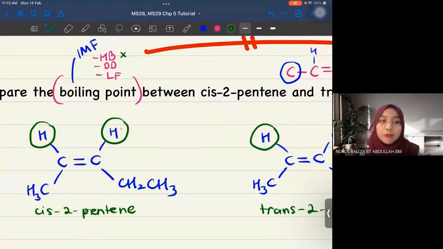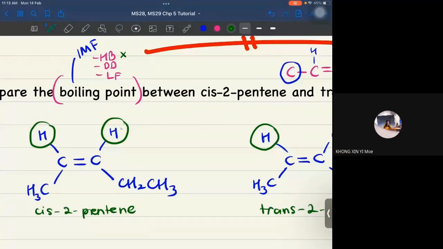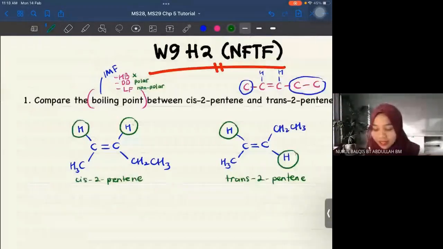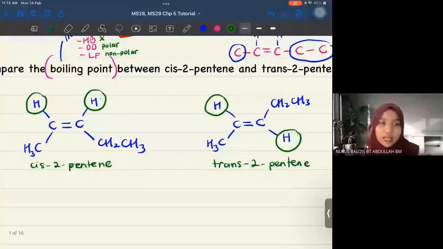We know dipole-dipole only happens between what kind of molecule? Polar or non-polar? Dipole-dipole interactions are formed between polar or non-polar molecules? Polar molecules. Good. London forces occur in non-polar molecules. Good. So now you need to identify which of these two is a polar and which is a non-polar molecule. So how are we going to do this?